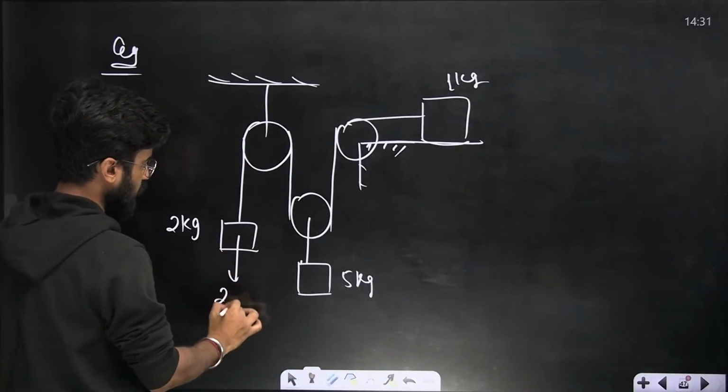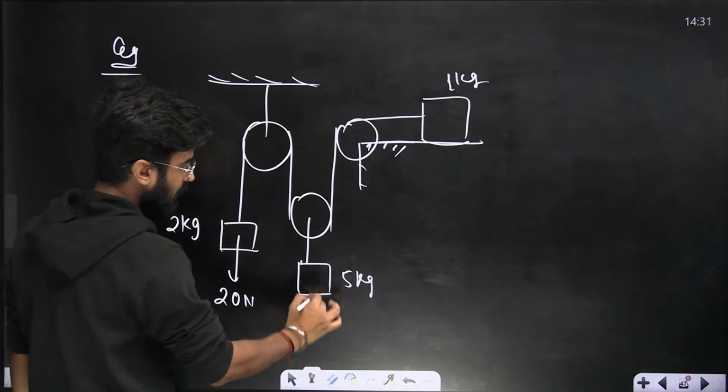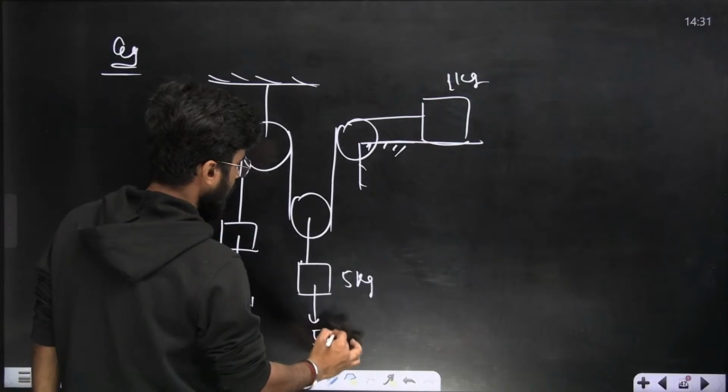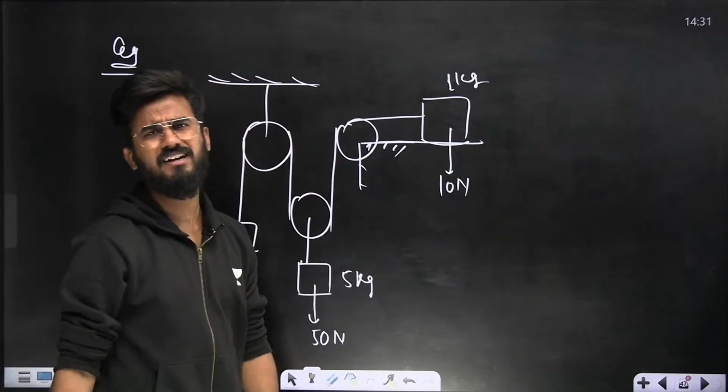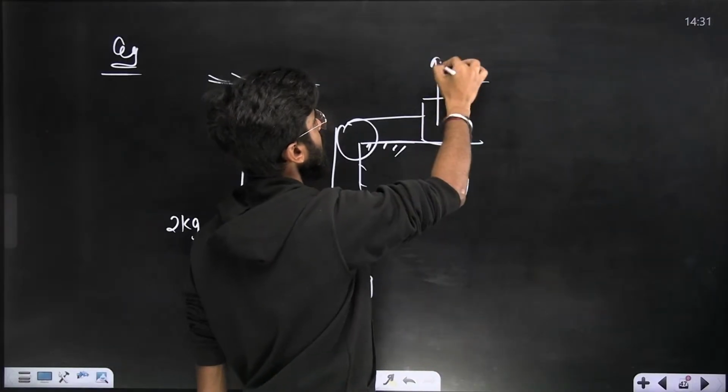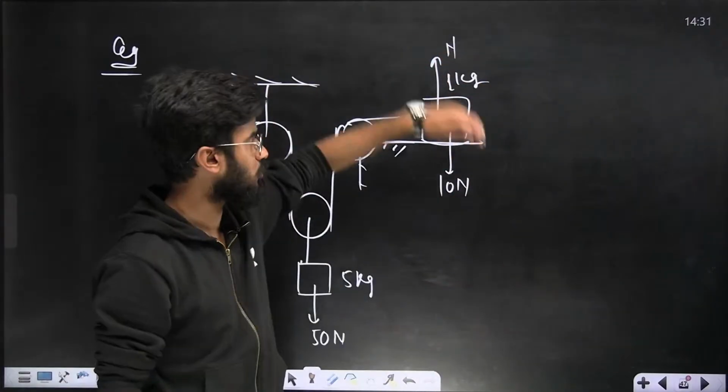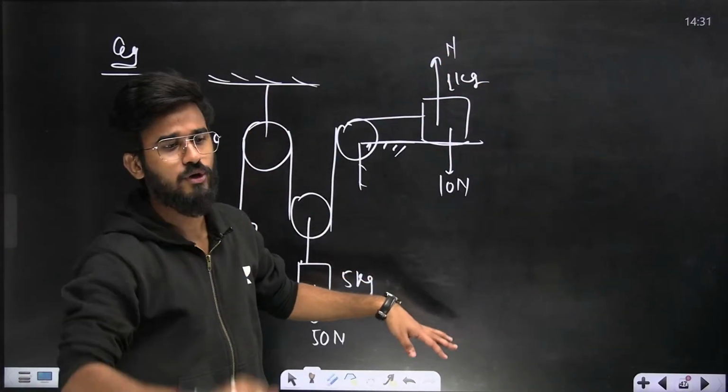So this is 2 kg, means 20 Newton. This is 5 kg, means 50 Newton. And this is 1 kg, means 10 Newton. But this 10 Newton is unnecessary because the normal reaction is cancelling it and the block is not moving in the vertical direction. Do you agree with me?